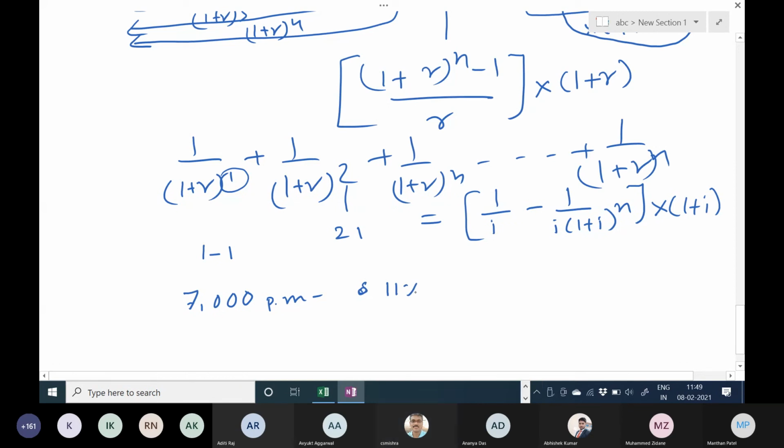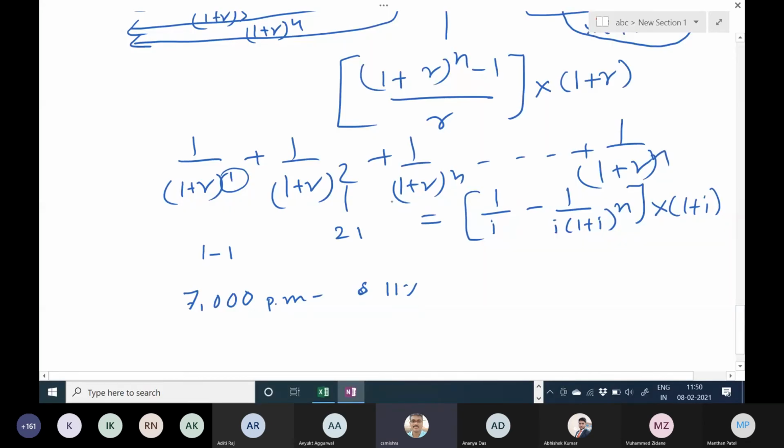My digital writing pad is giving trouble. 11%, 30 years, or how many years? Yes, sir, for 30 years. Okay. And then the next one, 3,000 in bonds. 3,000 per month in bond, which carries how much? 7%. Also 30 years. 7%. Okay.